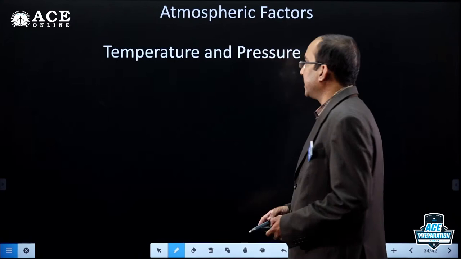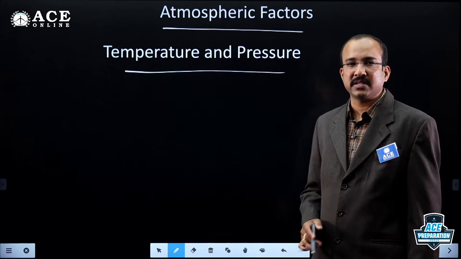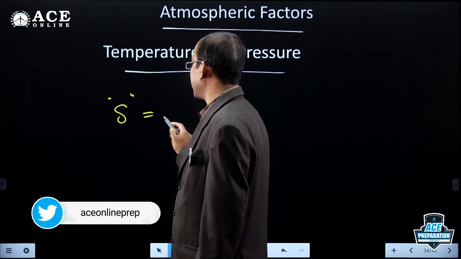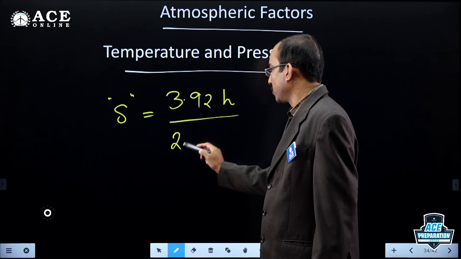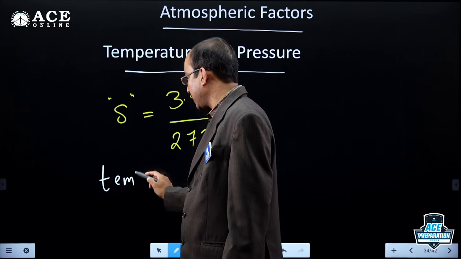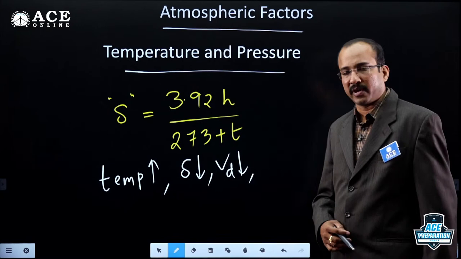Now, let us go for the other aspects, that is atmospheric factors. What about the first factor? That is temperature and pressure. Suppose, what is the air density factor? Delta, air density factor, is 3.92 into h by 273 plus t. Yes or no? Air density factor, this one. Suppose the temperature is increased, what happens? Delta reduces, Vd reduces. If Vd, that is critical disruptive voltage, is reduced, then what happens, sir?